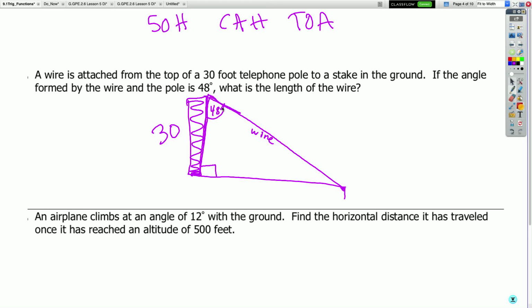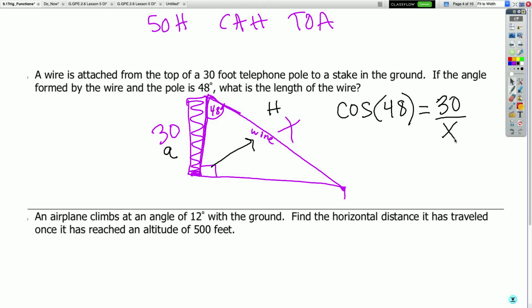Across, we have 30 from the telephone pole, but then it says what is the length of the wire. So where would I put my x? On the hypotenuse, or on the wire. Very good. So do we have enough information now to solve this problem? Yes, miss. So let's go ahead and do it. That is the hypotenuse, and we don't have opposite, we have adjacent. So cosine. Cosine of the angle 48 equals 30 over x. A over H, 30 over x.